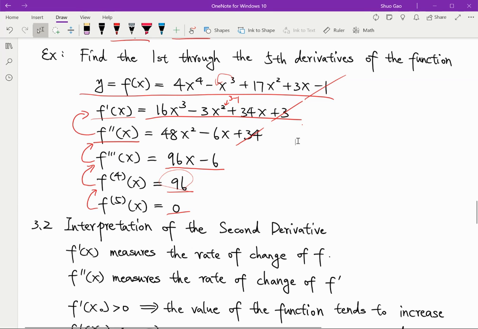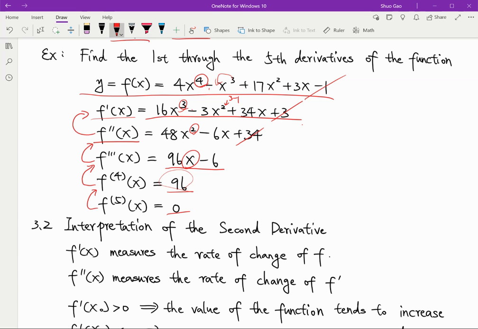So from here, we can see that when you take the derivative, you actually decrease the highest order of the function, right? For example, the highest order of x in the original function is 4. Then if you take the prime, the highest order of x becomes 3, and then it becomes 2, and then 1, and then the constant term, right?